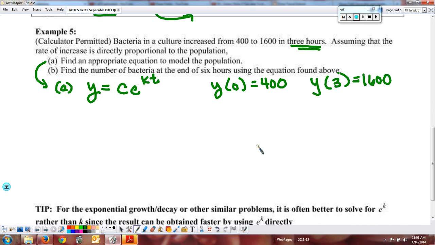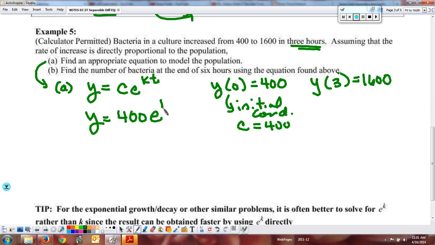Once I know this, you pretty much know that this is an initial condition, which is going to give you information about C. C is going to be 400. See how easy that was? So now I've got y equals 400 e to the kt. And you go, wait a minute, I still have a constant to find. I still have k to find. Well, that's what we use this second condition for. So this condition we're going to use to find k.